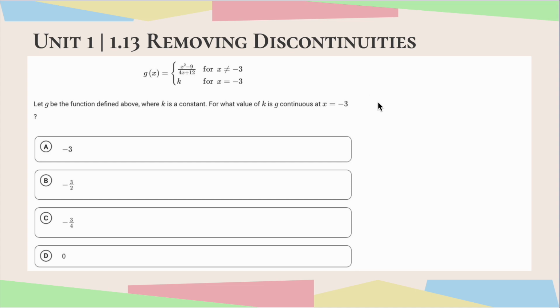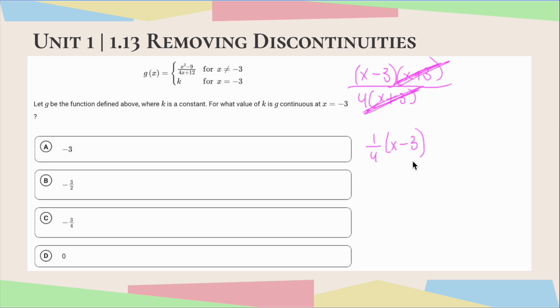So first thing I have to do is factor it. My numerator is a difference of squares. That factors down into x minus 3, x plus 3. And then in my denominator, I'm going to take out my greatest common factor of 4, and I'm left with x plus 3. So these are going to cancel out, which again is going to create a hole in my graph. So basically what I would have here is 1/4 times x minus 3. I'll show you why I'm doing this. I'm just going to distribute the 1/4 in. I'm going to get 1/4 x minus 3/4. So basically, this is just the equation of a straight line, right? That's going to have a hole at x equals -3.